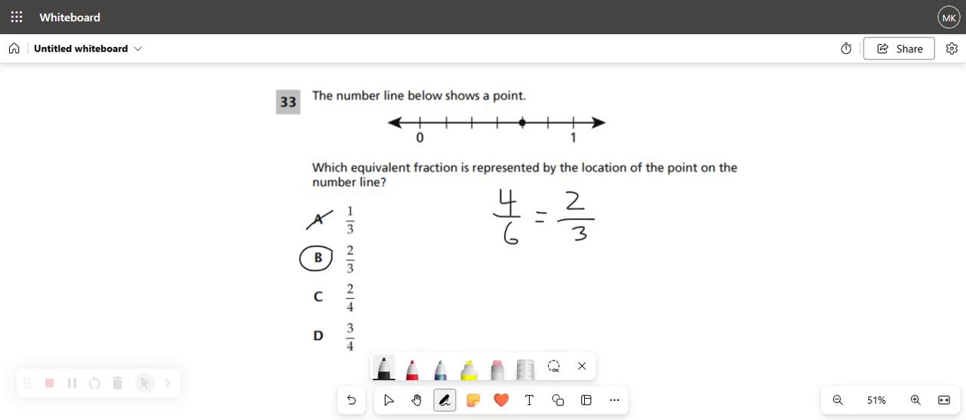You just divide the numerator and the denominator by the same number. It's not C or D either. So the answer choice for number 33 is B. Pretty simple problem. Let's move on to question 34.